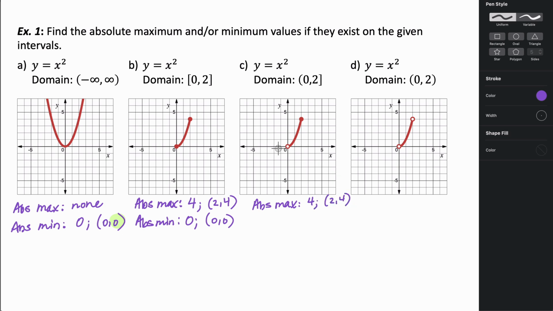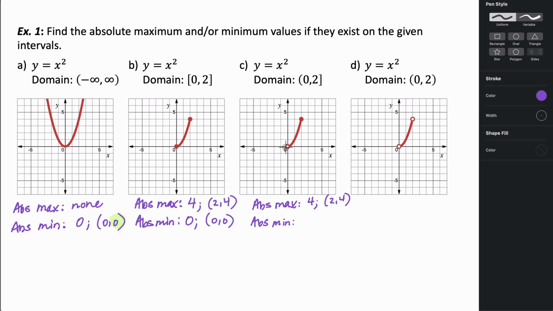But in this part here, we have this open circle here, right? That open circle is indicating that that point is not included. So we're getting as close to a y value of 0 as possible, but we can never actually quite reach it. So if we said that our absolute minimum was something like 0.1, well, then we could ask ourselves, can I get any closer to 0?